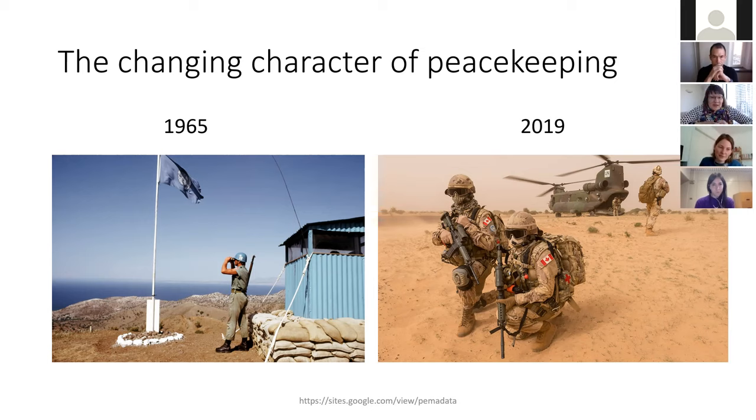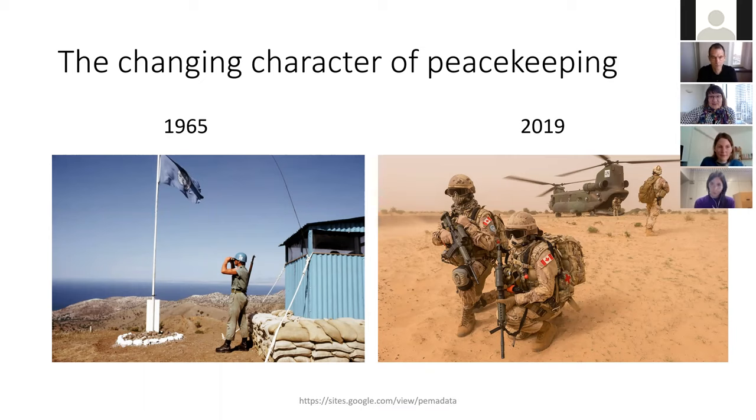And the main goal of such operations was monitoring, observing, and reporting on various developments. Cold War operations were usually deployed in interstate conflicts. Of course, there have been exceptions. The practice of peacekeeping has never been uniform, but most peacekeeping operations during the Cold War followed this model, which is usually called the traditional peacekeeping model. The goal of those operations was confidence building between parties that have signed a ceasefire agreement, sometimes a peace agreement.